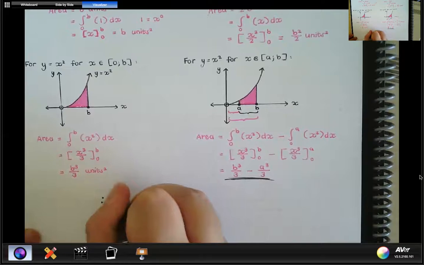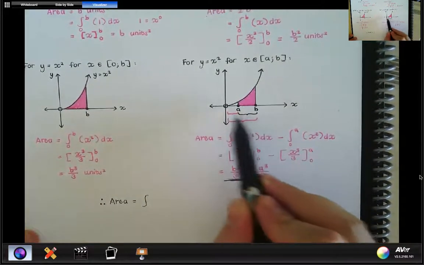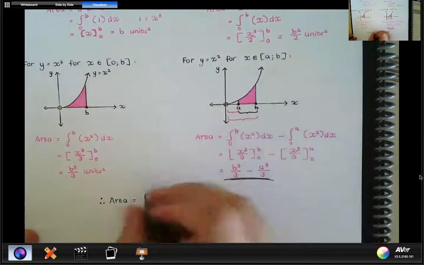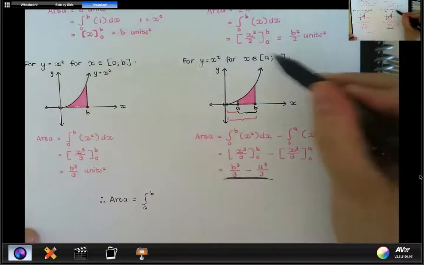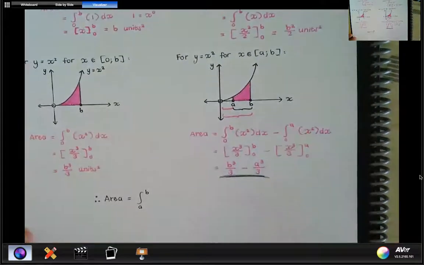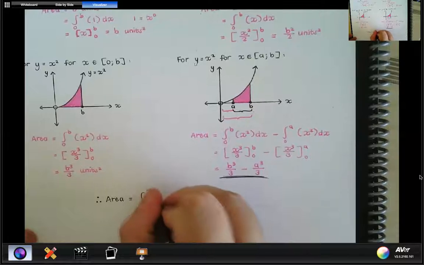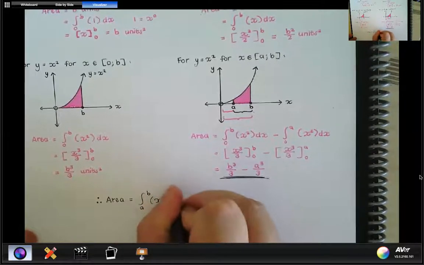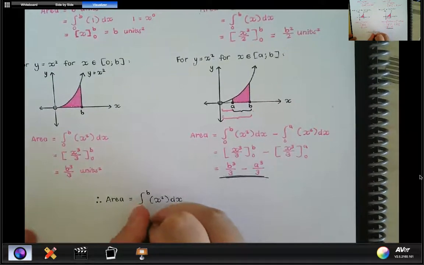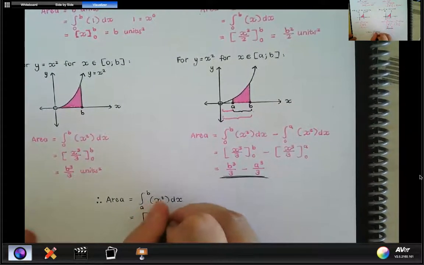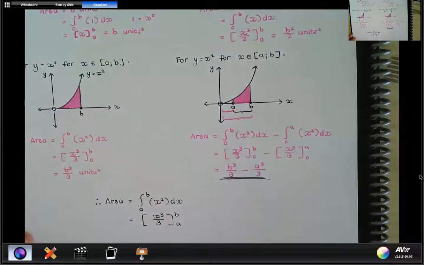area is equal to, instead of working from 0 to b and 0 to a, like I said, we're going to go from a to b. So a is our starting x value, which it is, right? We can see that in the question. So a is our starting x value, b is our final x value, of x squared dx. I'm going to put that in our square brackets. The integral of x squared is x cubed over 3. We're going from a to b.